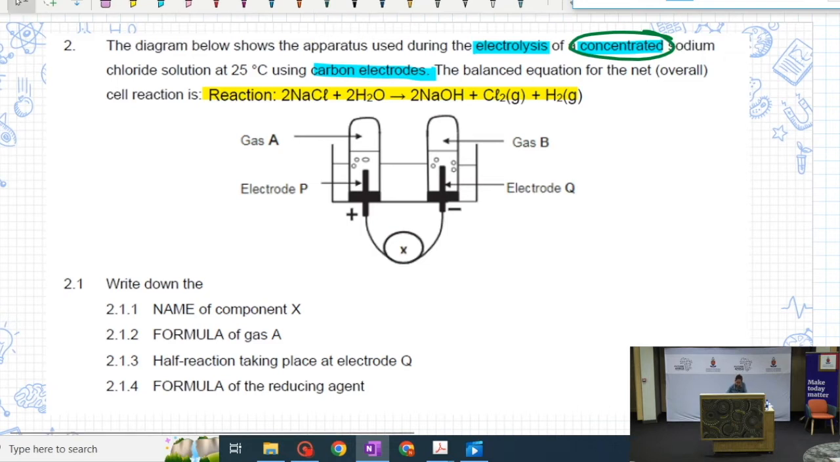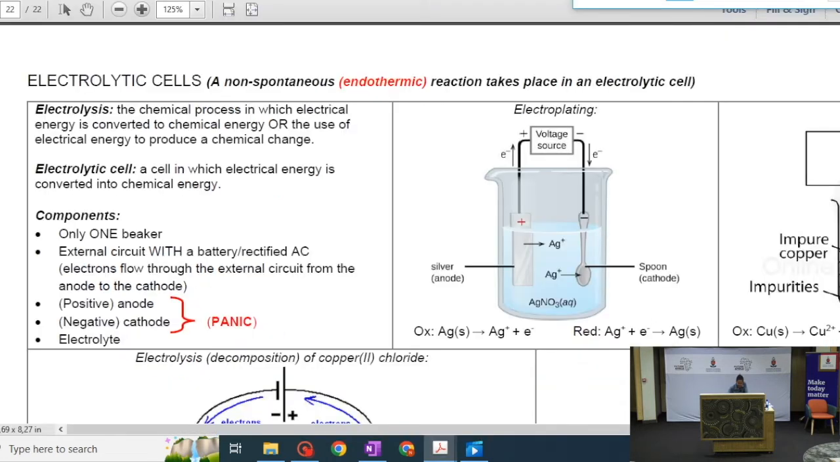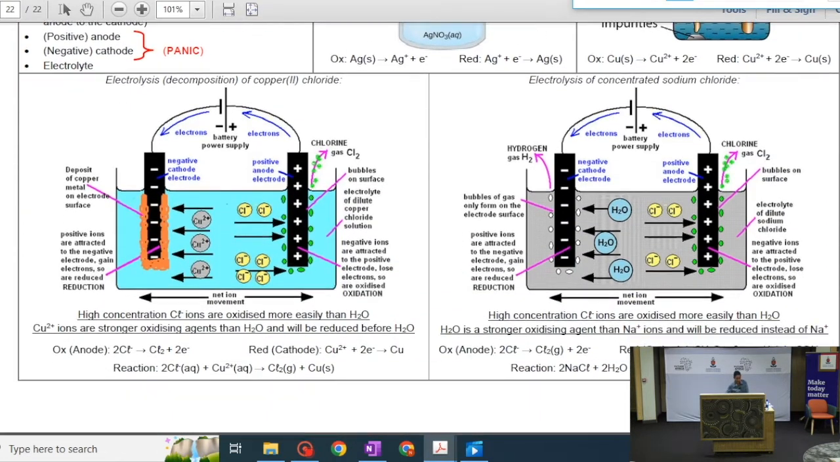Okay, if you go to these notes over here, you're going to see that I have a summary for you. On this page, unfortunately they're not numbered, but I think it's the very last page in your document. You're going to see at the bottom left-hand corner, we have the decomposition of copper chloride, and on the right-hand side, we have the electrolysis of concentrated sodium chloride. These two electrolytic cells often cause confusion, so it's very important that you study them and know how to answer the questions about them.